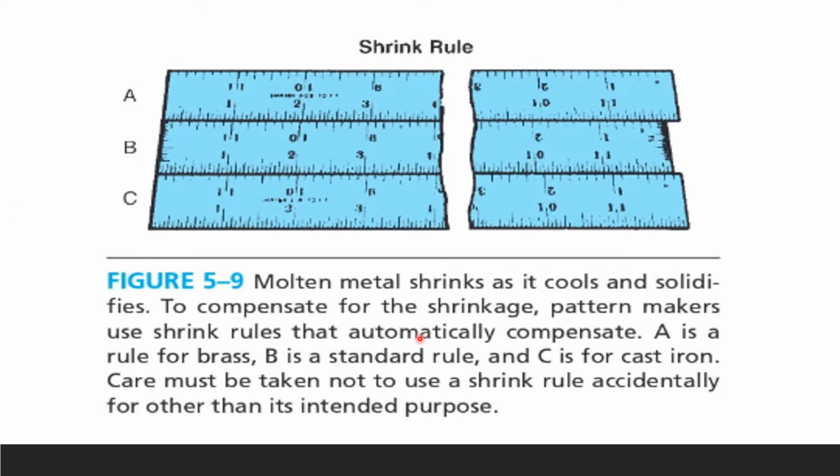This is just showing you how to compensate for metal shrinkage, because metal usually shrinks as it cools and solidifies. To compensate for that, we have a special rule and we call it the shrink rule.